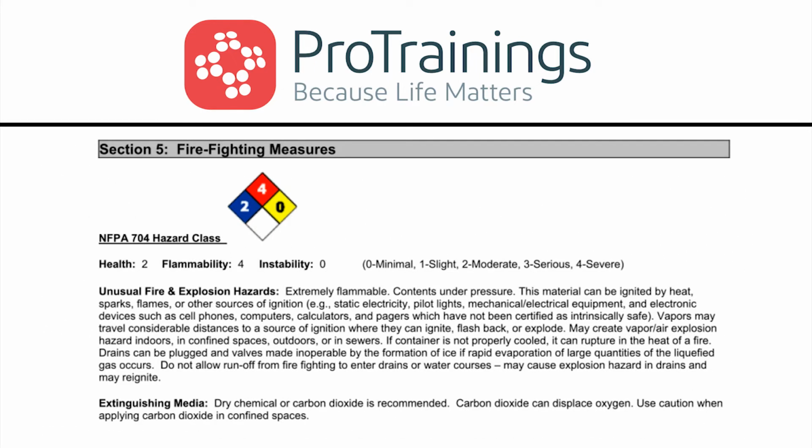Section 5 contains the firefighting measures for the hazardous chemical. Notice the NFPA, or the National Fire Protection Agency, hazard class. We already know from Section 2 that the propane is a highly flammable material. In Section 5 under the firefighting measures, the NFPA hazard class shows that it is a severe fire hazard.